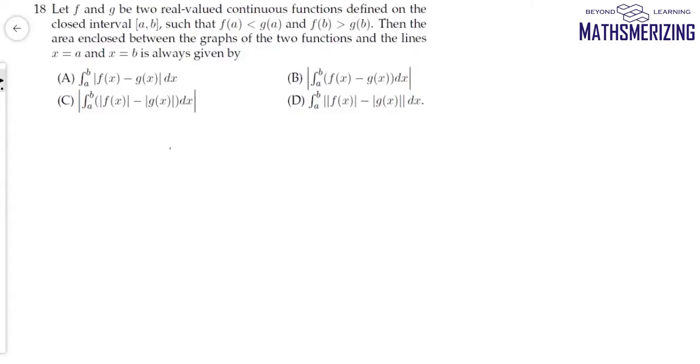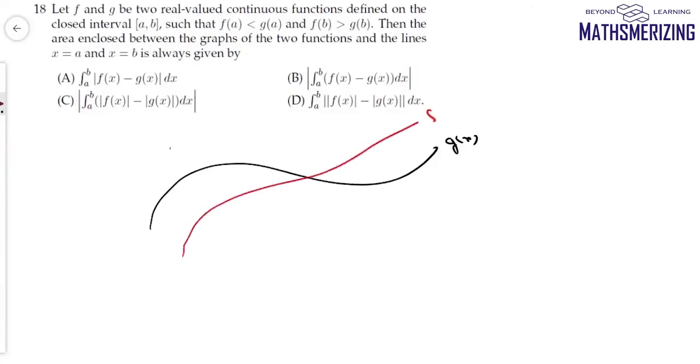Now question number 18, it says let f(x) and g(x) be two real valued continuous functions defined on closed interval a and b such that f(a) is less than g(a) and f(b) is greater than g(b). Suppose we have this function g(x), and then suppose we have this function which is f(x). Now at x equal to a, f is less than g, and at some other point b, f(b) is greater than g(b).